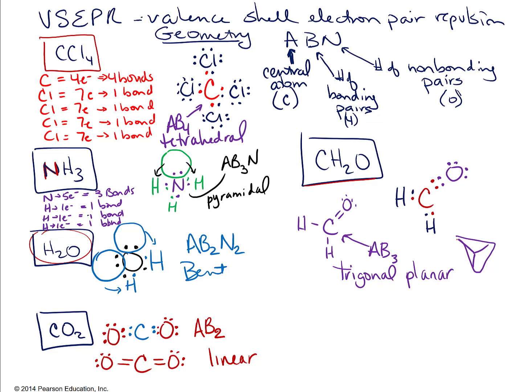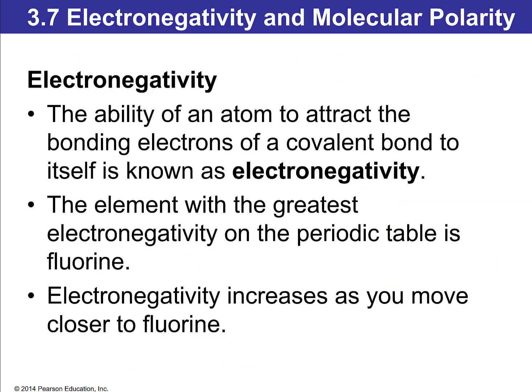So those are the 5 different shapes: tetrahedral, pyramidal, bent, linear, and trigonal planar, that are common shapes. The reason we go into shapes is because the shapes help you to understand polarity. So polarity, being polar or nonpolar, is a characteristic that covalent molecules can have.